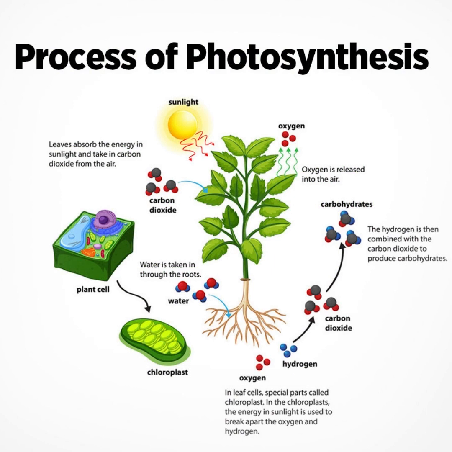So, leaves absorb the energy in sunlight and take in carbon dioxide from the air. And then water is taken in through the roots. In leaf cells, there are special parts called chloroplasts. In the chloroplast, the energy in sunlight is used to break apart the water into oxygen and hydrogen. The hydrogen is then combined with the carbon dioxide to produce carbohydrates. And then the oxygen is released into the air.